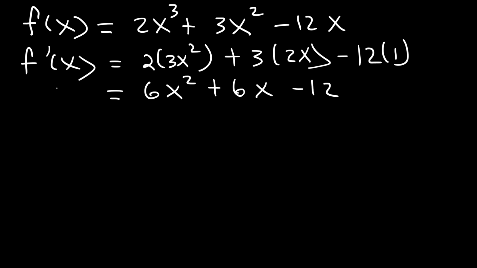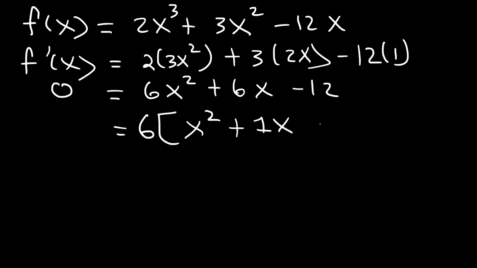And we need to set the first derivative equal to 0. Now let's factor. First, let's take out the GCF, which is 6. 6x squared divided by 6 is x squared. 6x divided by 6 is x, or 1x. Negative 12 divided by 6 is negative 2. So now we need to factor this trinomial when the leading coefficient is 1. We need to find two numbers that multiply to the constant term negative 2, but add to the middle coefficient 1.